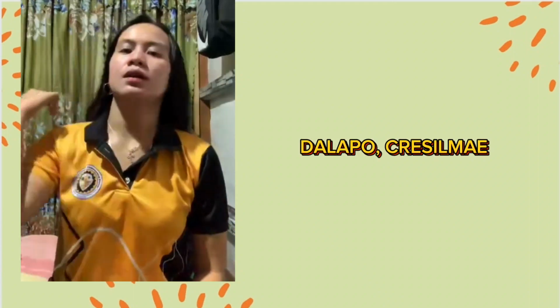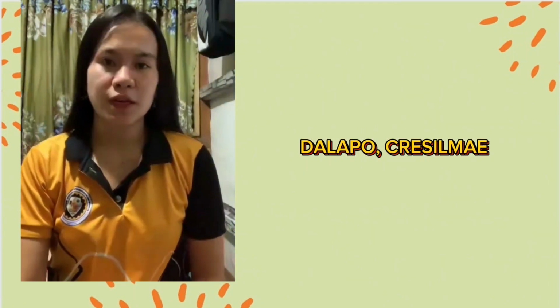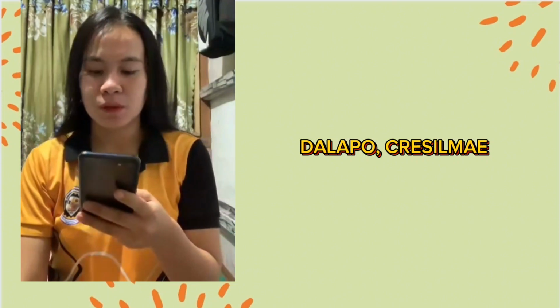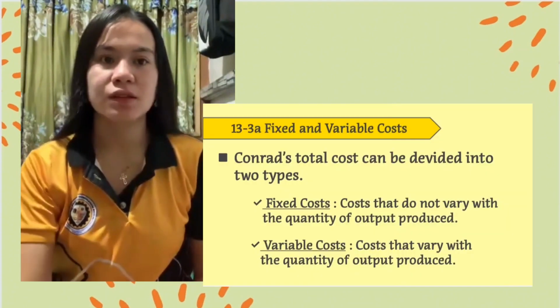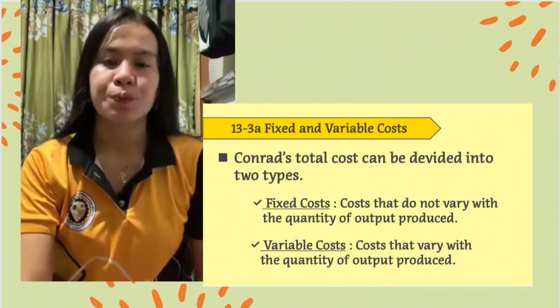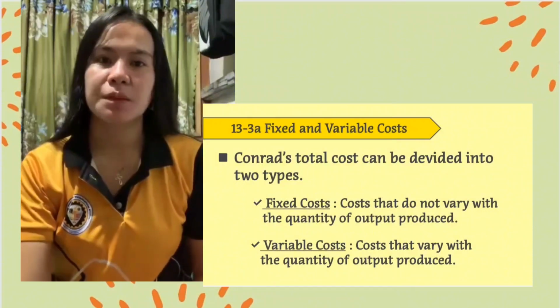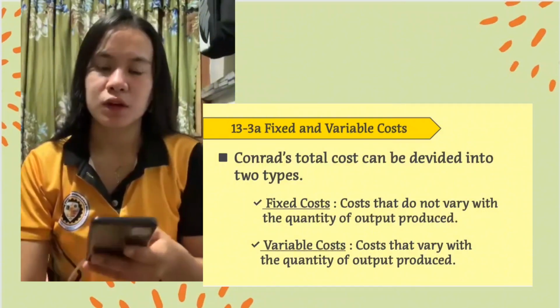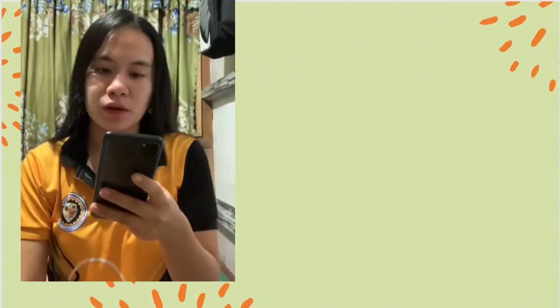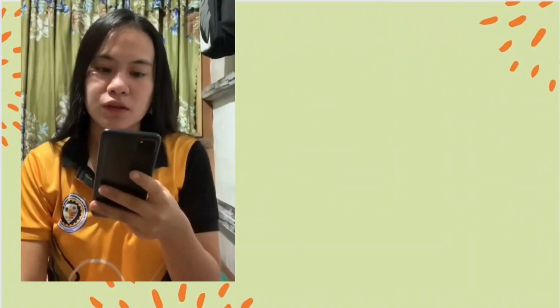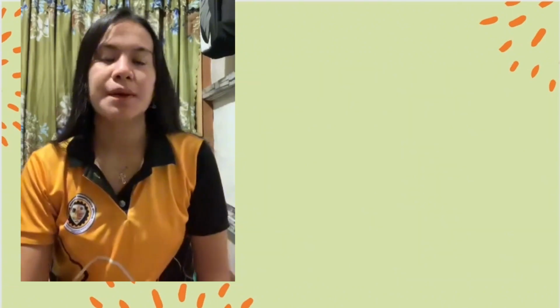Hello everyone, I am the next reporter and my topic is all about the fixed and average cost. So in the previous discussion of Miss Abreu, I think there is an example there about Conrad's coffee production. But my task is to discuss to you Conrad's total cost, and it can be divided into two types, and that is fixed and variable cost.